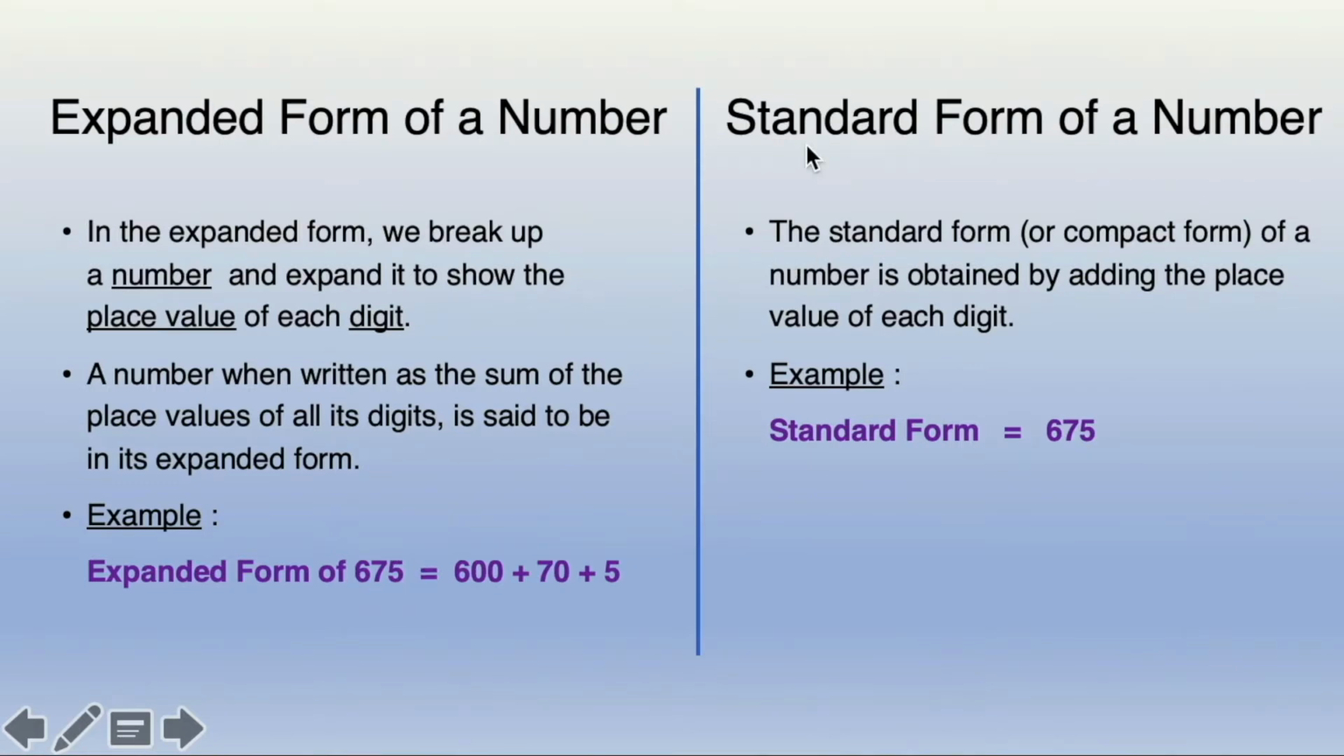Now the standard form or the compact form of a number is obtained by adding the place value of each digit. So the result of this addition operation, right? That is this number itself, right? This 3-digit number, this is the standard form.